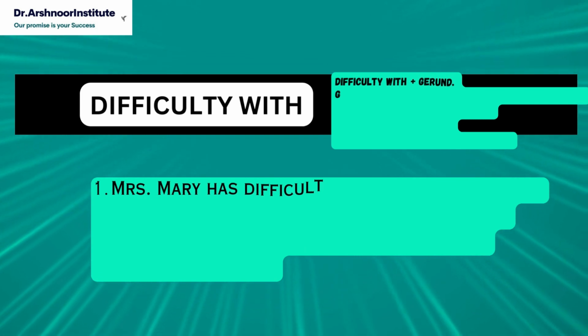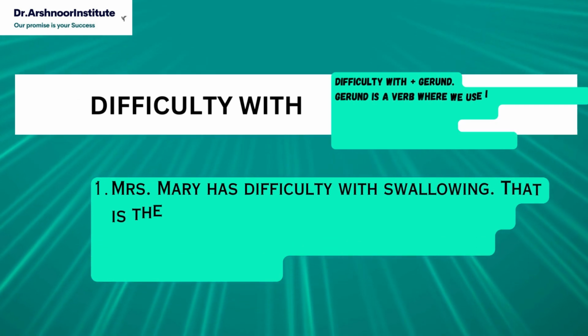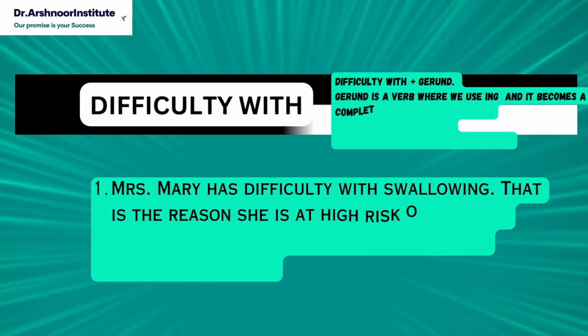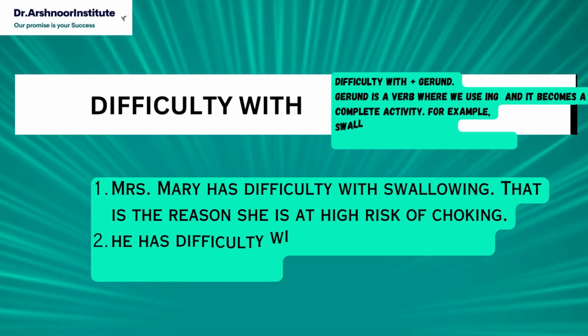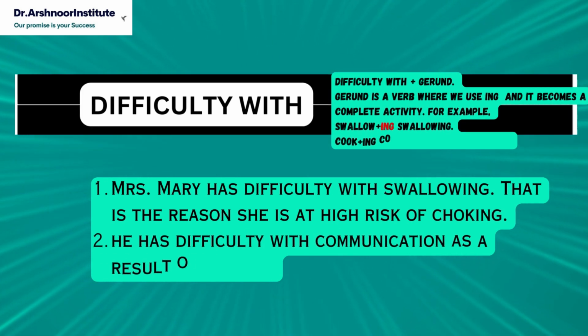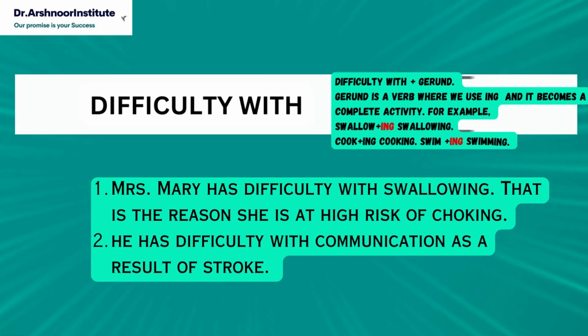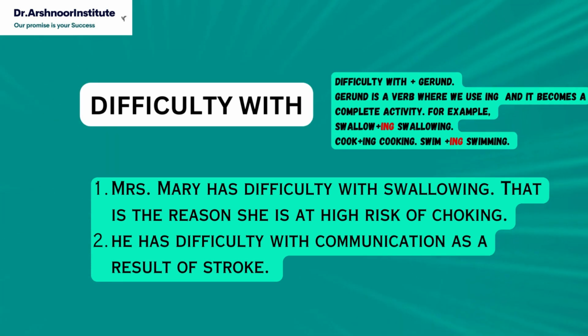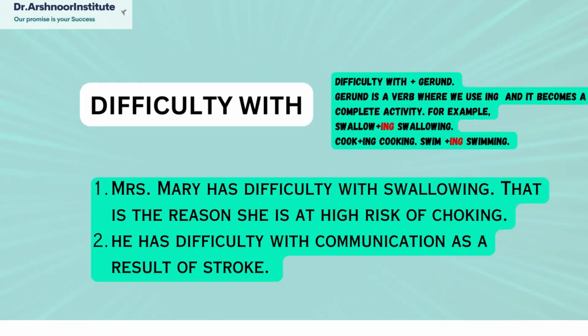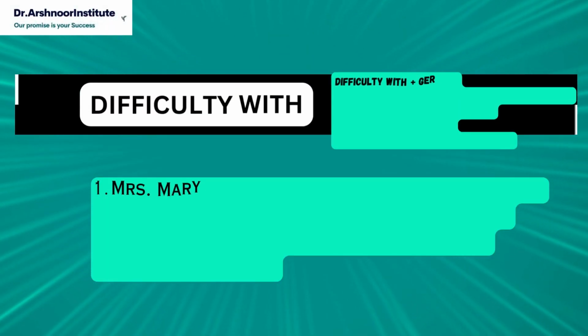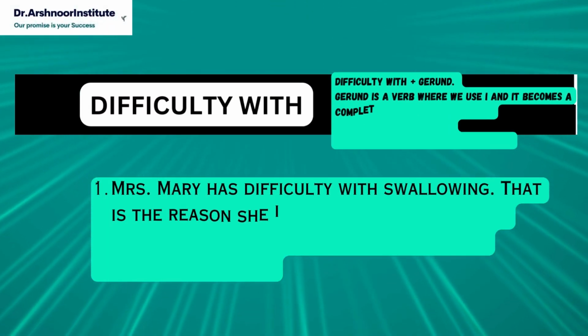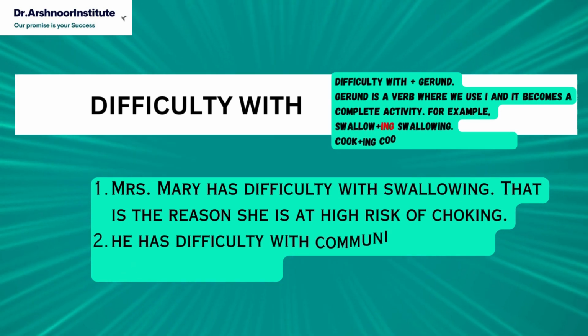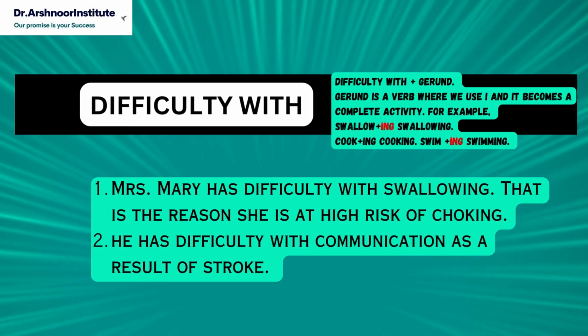"Difficulty with" plus gerund. A gerund is a verb where we add "ing," and it becomes a complete activity. For example, swallow plus ing, swallowing; cook plus ing, cooking; swim plus ing, swimming. Mrs. Mary has difficulty with swallowing. That is the reason she is at high risk of choking. Second example, he has difficulty with communication as a result of stroke.